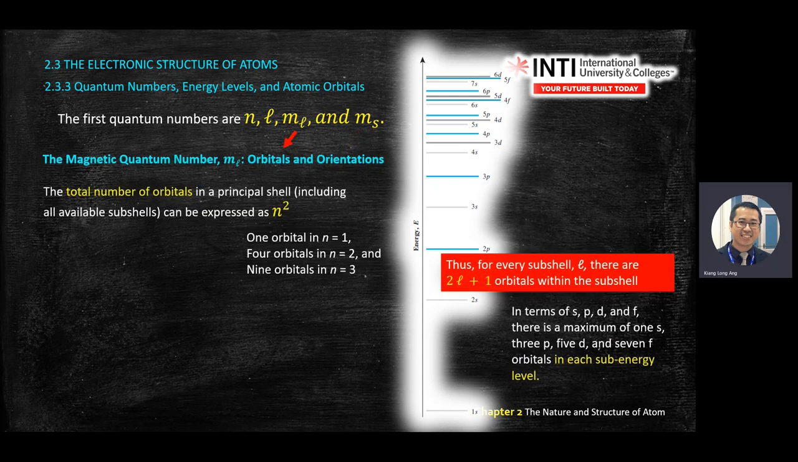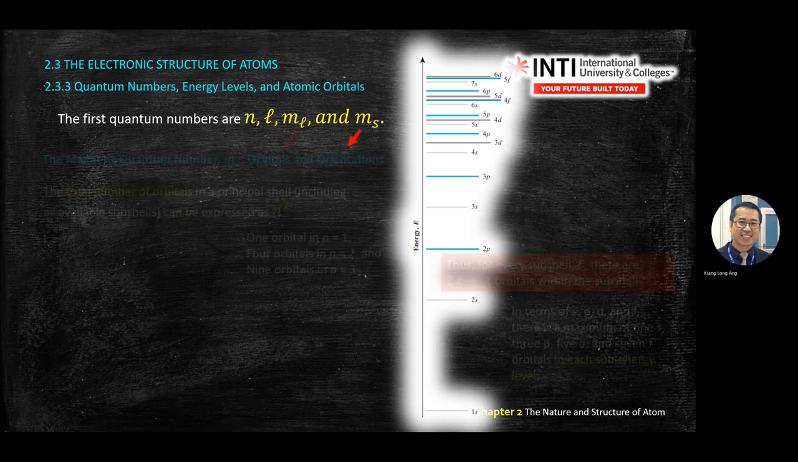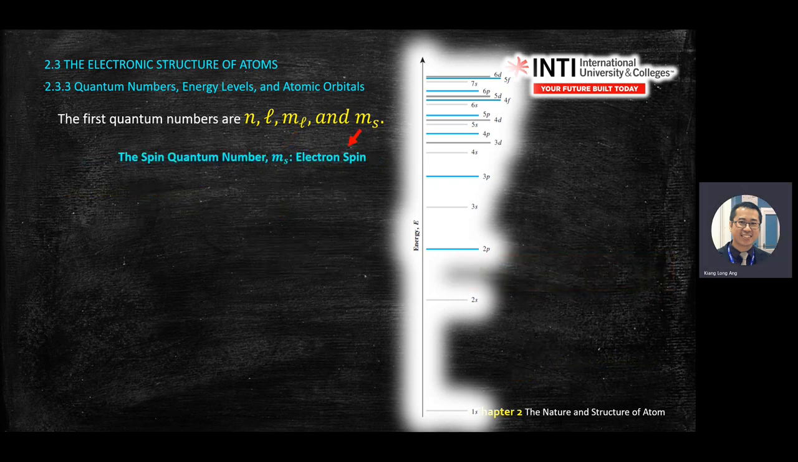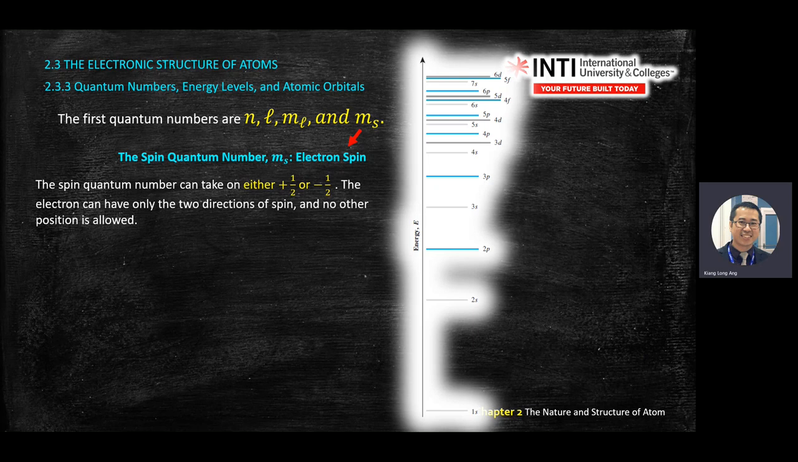I already demonstrated this on the whiteboard. What about spin? Spin is either clockwise or anti-clockwise. So we use a number, positive or negative half, meaning clockwise or anti-clockwise. This is more on the chemistry dimension. So for the spin dimension, M sub S, you have positive or negative. It must keep spinning, and there is a direction.